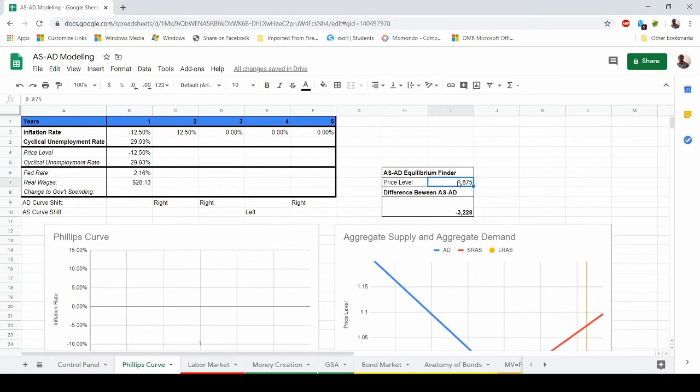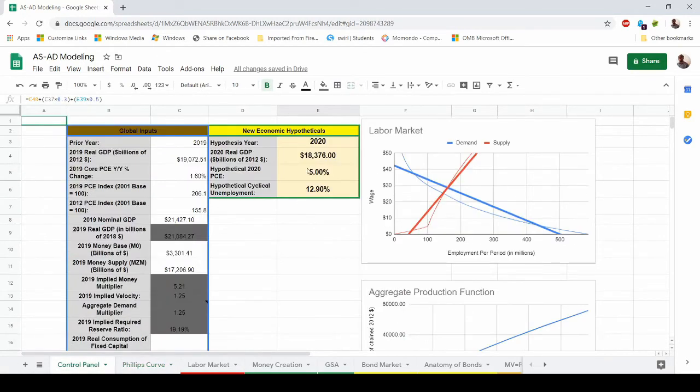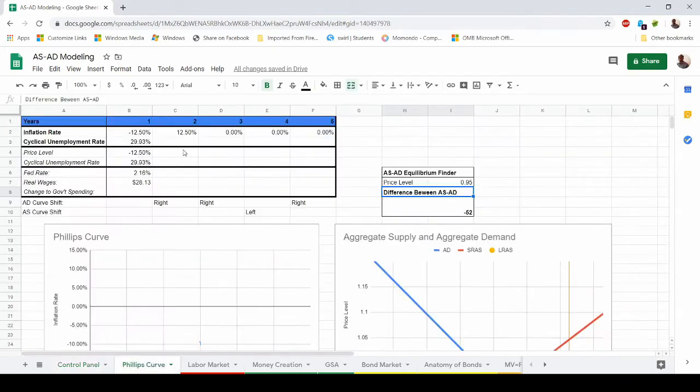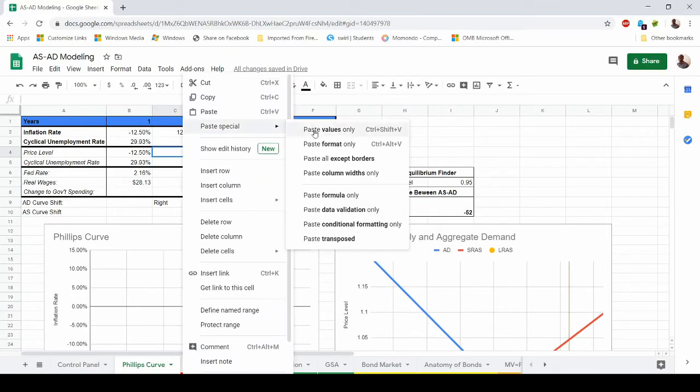Now let's figure out what the equilibrium is for the economy in this environment. With the Federal Reserve cutting rates, we should expect some level of inflation to occur. We see that the new level for the economy is $18.3 trillion. I'm going to copy these values for our PCE values and our unemployment levels. I'm going to paste this in here so we can see how this has impacted these other values here.